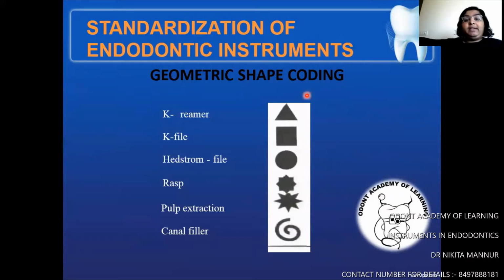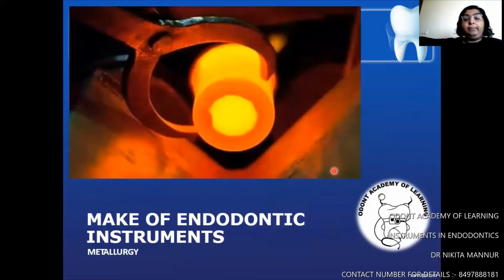As you can see here in the picture, this is the geometric shape coding. Depending on the cross section of the file, we have a K reamer, which is triangular in shape, a K file, square shape, an H file, which is round, a rasp, which is more or less a star shape, and then we have a pulp extractor, which is again a star shape, and a canal filler. So this is how we recognize the file based on the geometric shape coding.